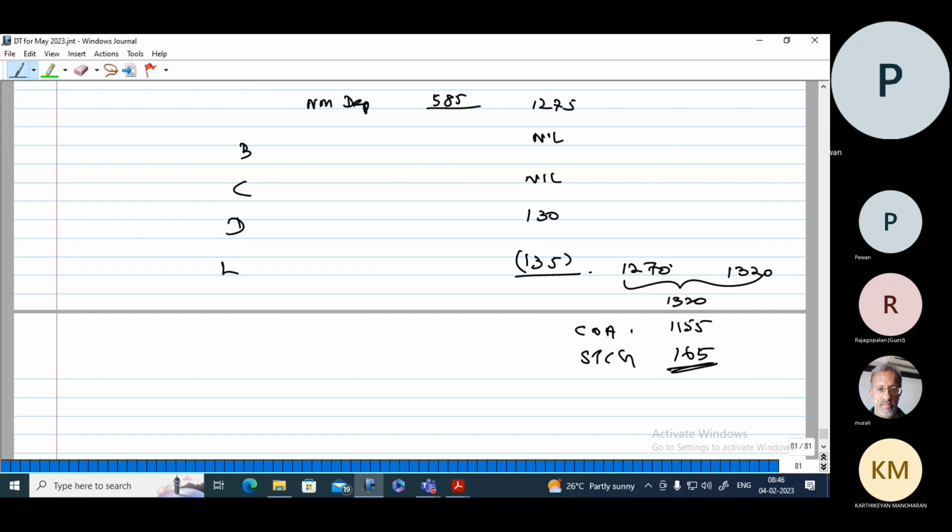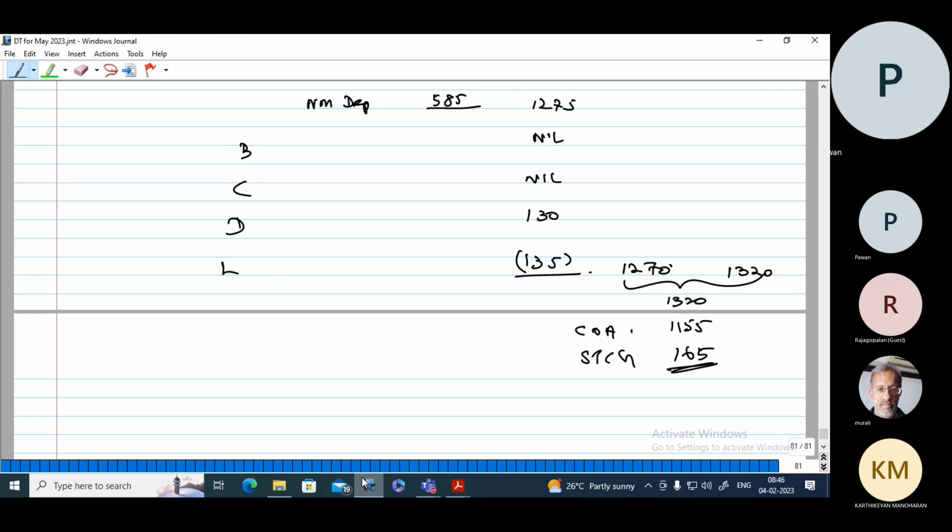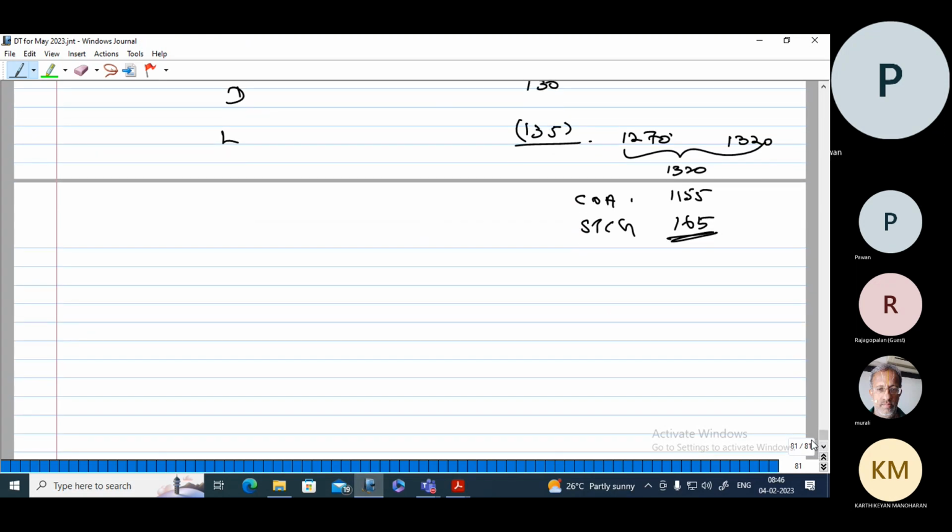Okay. Right. Now I would like you people to try as many problems as possible on slump sale. Slump sale is over. Okay. So with that we will put an end to slump sale, and a small portion in the last class which I have to take up for stamp duty value. Let me take up that. Stamp duty value balance portion.